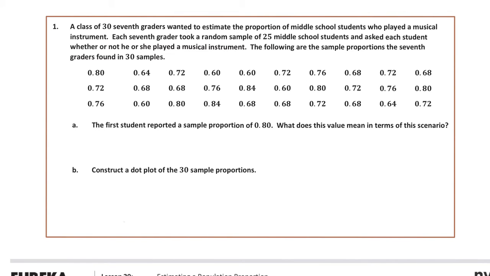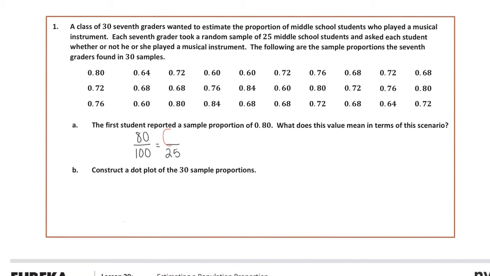Now it says A. The first student reported a sample proportion of 80 hundredths. What does this value mean in terms of this scenario? So as we're looking at our sample here, the sample proportion of 80 hundredths means that 20 out of 25 answered yes to the survey. And we can figure that out by saying, okay, we have 80 over 100. And we know the 100% of students we asked was 25.